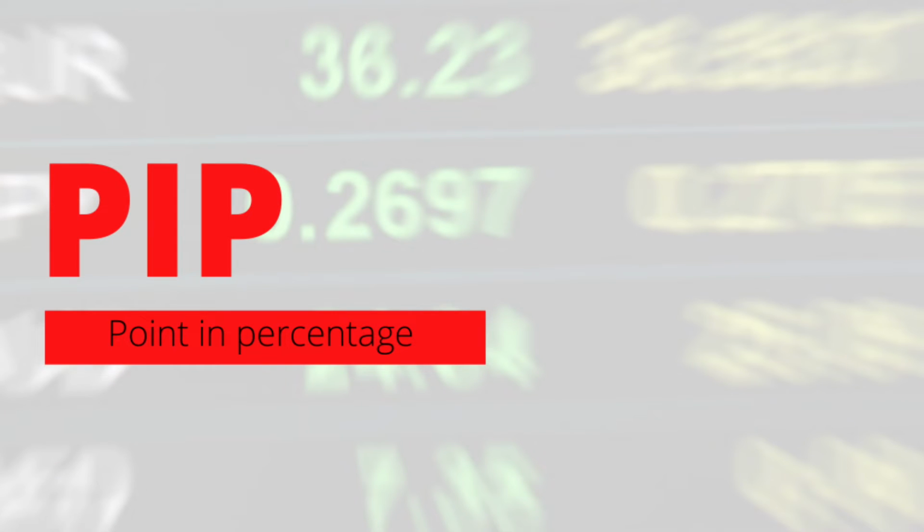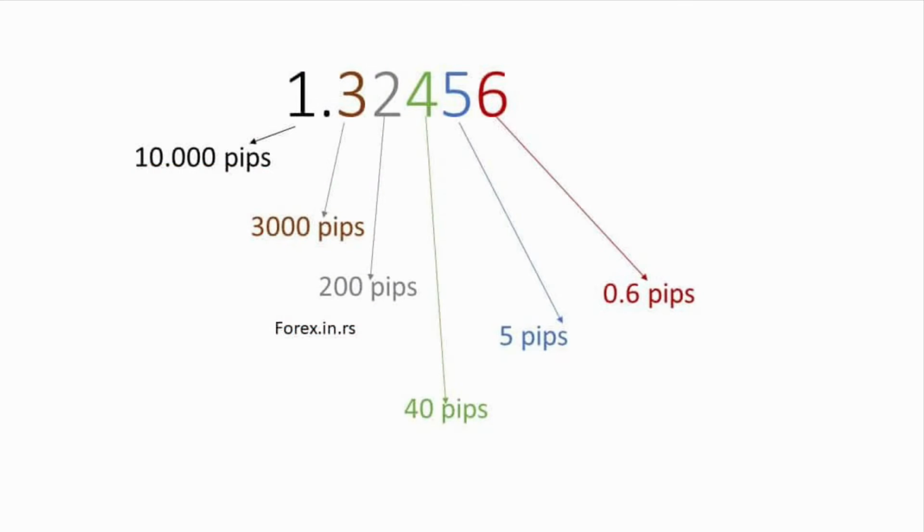In this module, we're going to discuss what a PIP is. Now, a PIP is actually an abbreviation meaning percentage in point, which is the unit of measure to express the change in value between two currencies.